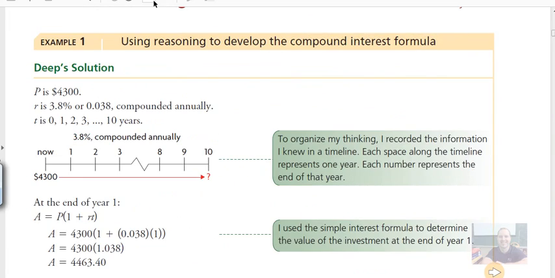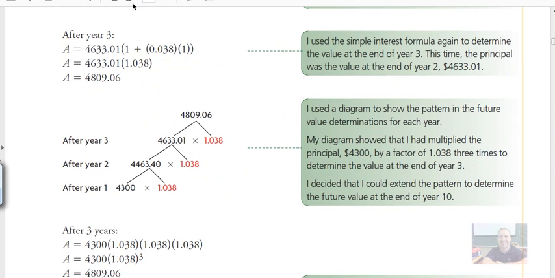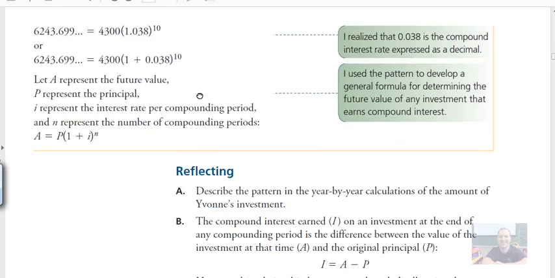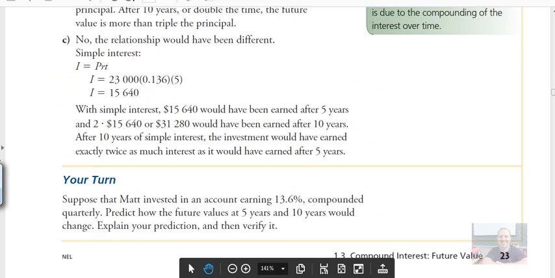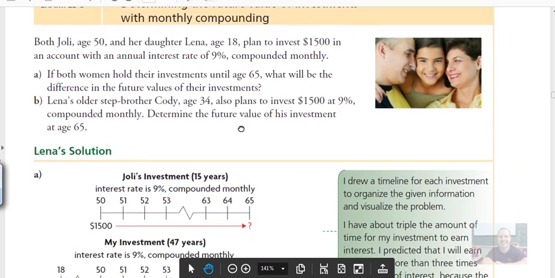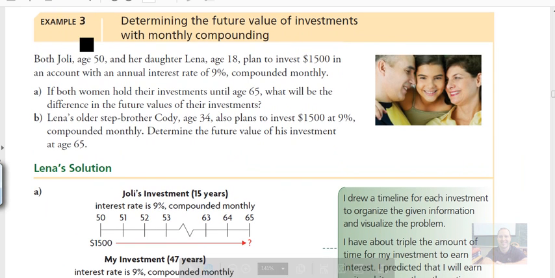So let's take a look at an example in your textbook here. Here it is, Example 3. Okay, and this is on page 24 of your textbook if you're following along. And let's take a look at this question, because this question really helps us to understand compound interest.